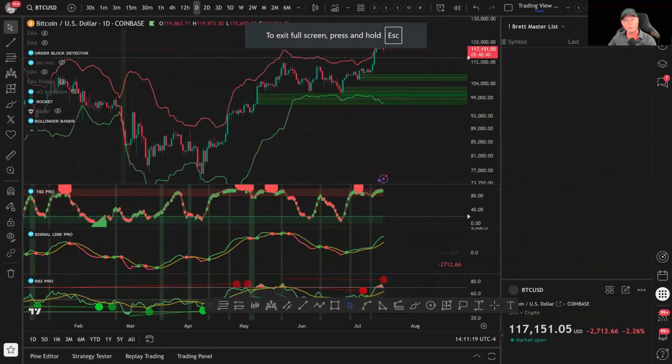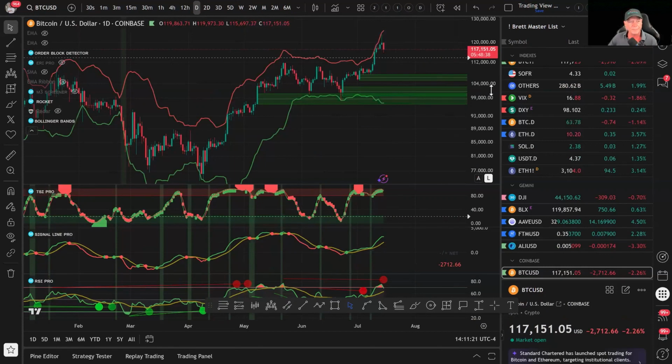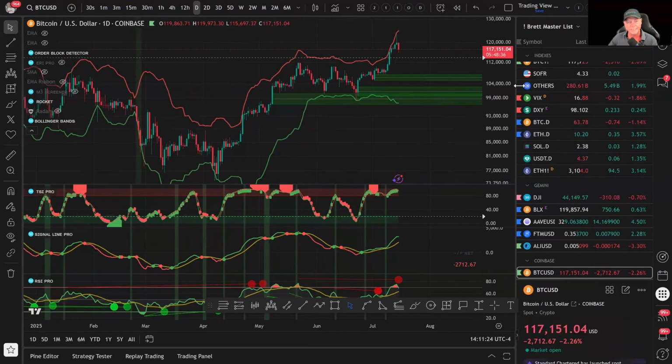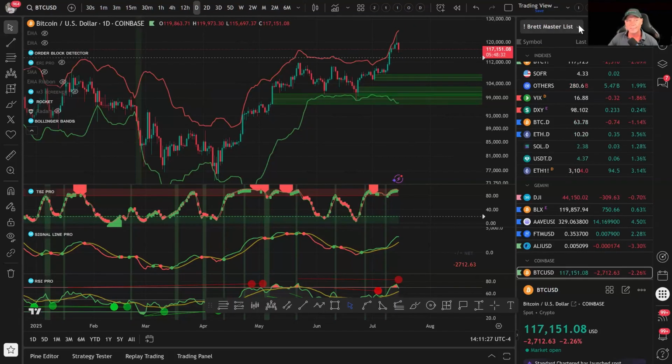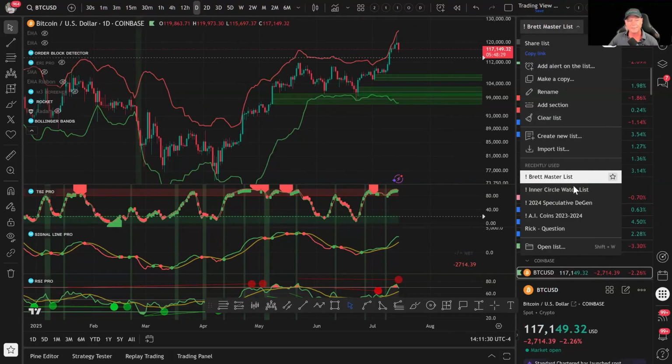And so over on the right, very important, I kind of glossed over this, your watch lists. You can toggle these on and off. This is where you can have multiple watch lists. Here I have my master watch list, an inner circle watch list, a speculative DGen 2024, and an AI coins watch list. These all get access for the private members, even some individual private clients.